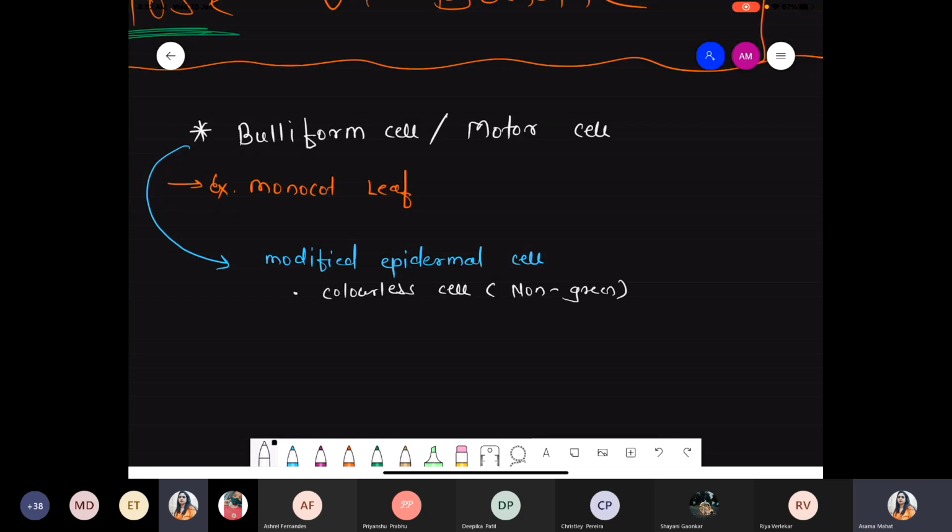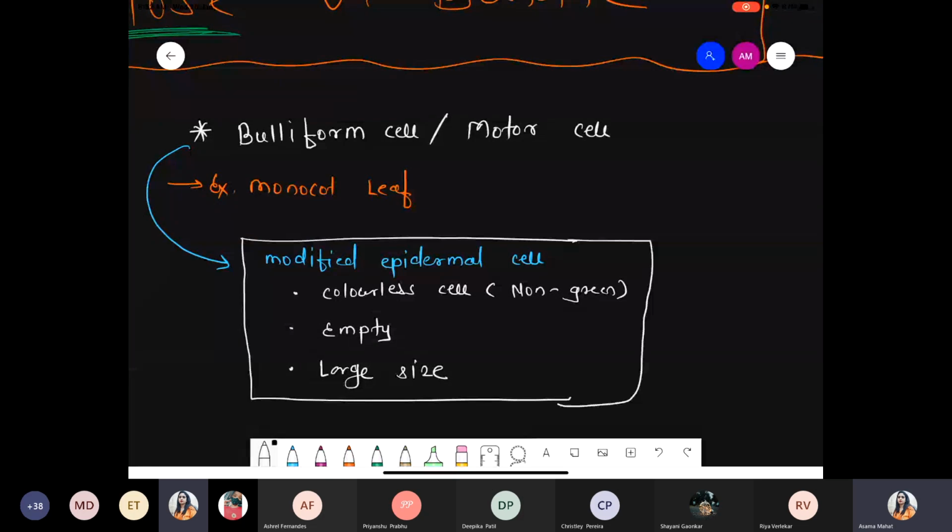Another modification: these cells are completely empty. Normally epidermal cells consist of some chlorophyll cells or other parenchymatous tissues, but this is the specific modification with respect to bulliform cells. They are totally empty, and they are present in large size. So on the basis of that, clearly we can say one point: bulliform cells are specifically present in the monocot leaf.